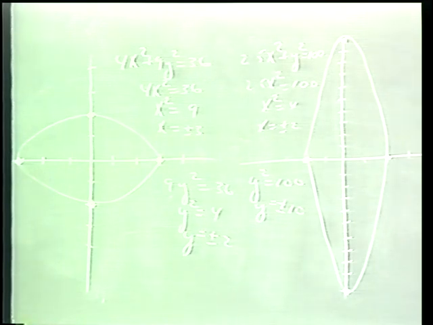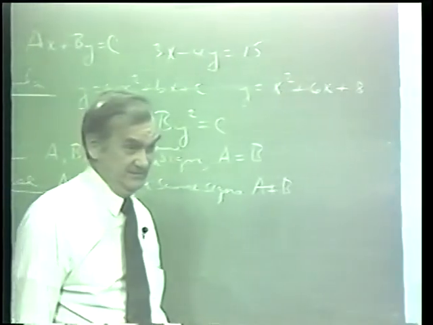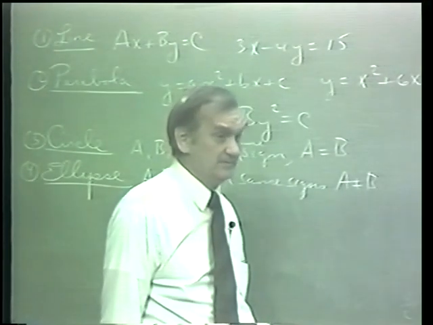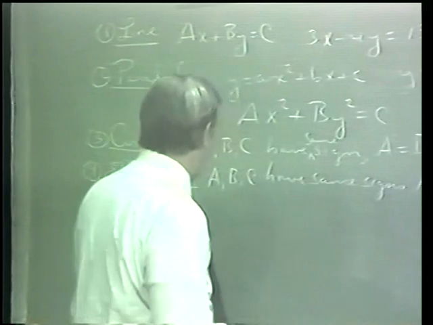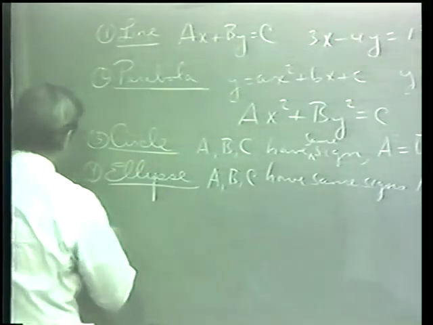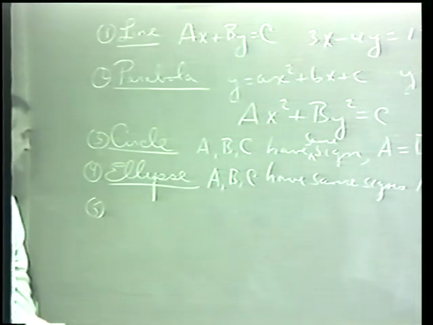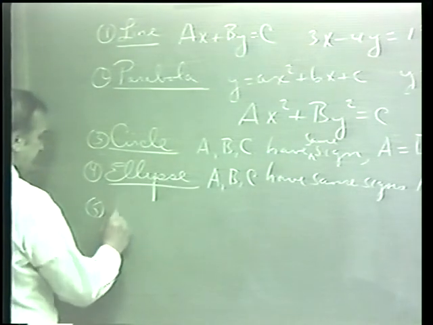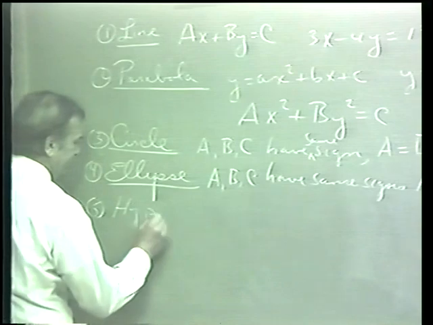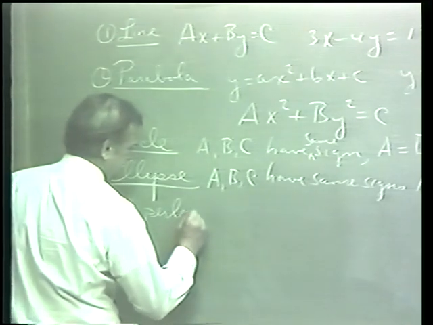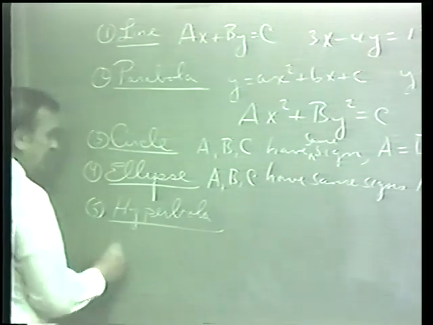Okay? Now, in sketching, these are the only 2 of the 5 that we're going to have today that you are responsible for sketching. Just the circle and the ellipse. You see how nice and easy they are. Now, the next type of figure we can have from this equation, ax squared plus by squared equals c, is called a hyperbola.